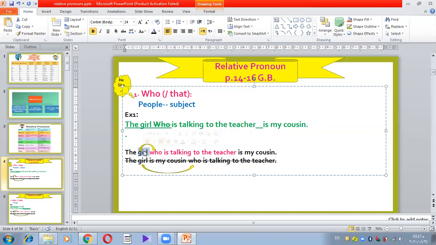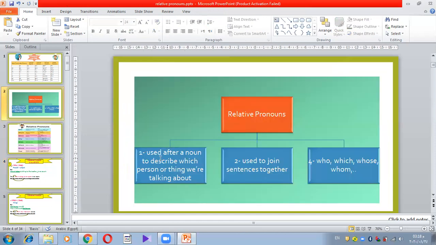Not the girl who is playing, not the girl who is eating, not the girl who is drinking. No, she is the one who is talking to the teacher. So here you describe what girl? Which girl? So who is used after a noun to describe which person or which thing you are talking about.